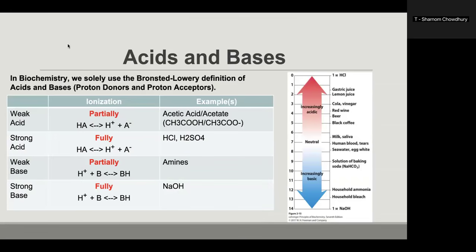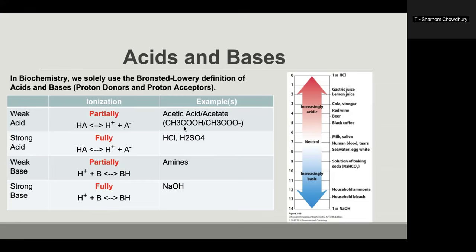So, acids and bases. Acids and bases are extremely important because you'll learn about them in buffers as well, and hydrogen ions are extremely important in all chemical systems of our body. There are things known as weak acids, weak bases, and strong bases. A weak acid is an acid that can partially dissociate into hydrogen ions and its acid component.